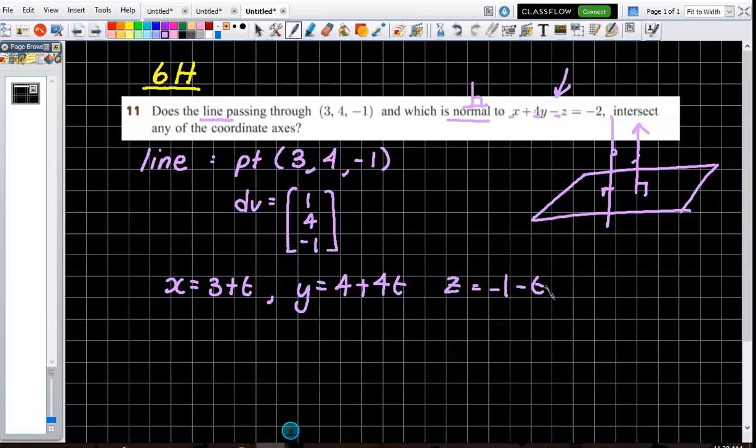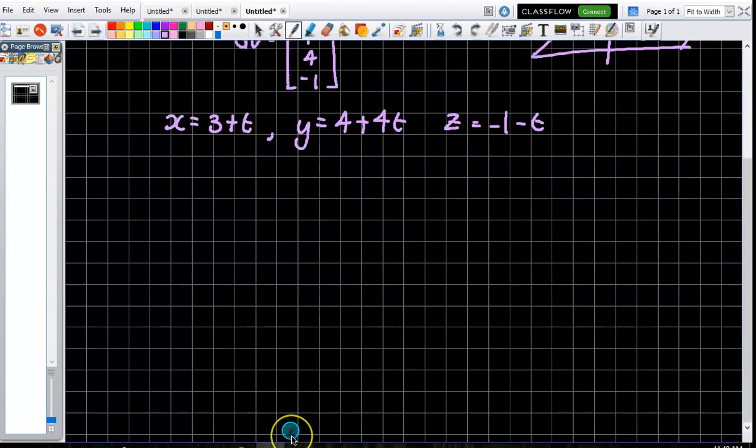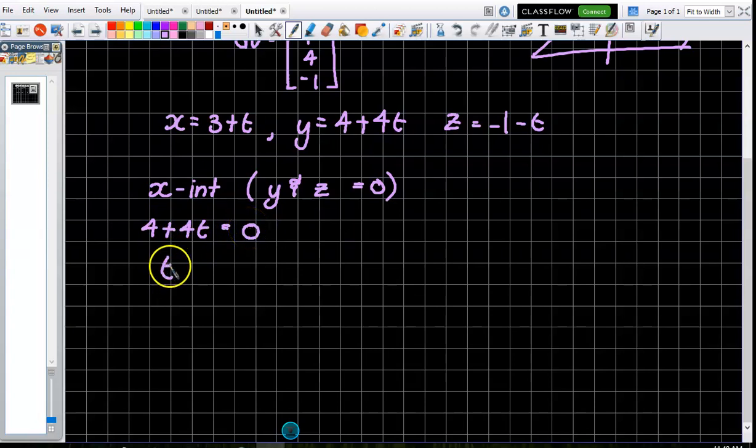We've got the equation of the line. How do I find out if it intersects any of the coordinate axes? Well, from old stuff that we did, to find your x-intercept, we would make y equal 0. That was when we had 2D. When we've got 3D, to find your x-intercept, y and z have to be 0. So if we take y first, what's the only value for t there? 4 plus 4t would equal 0, so t has to be -1.